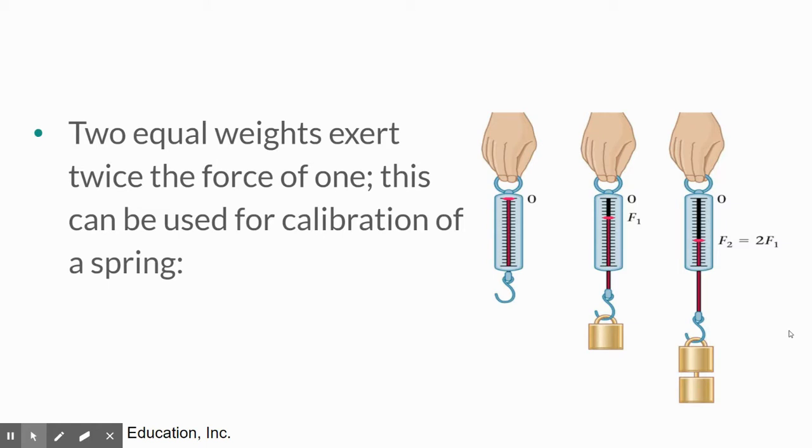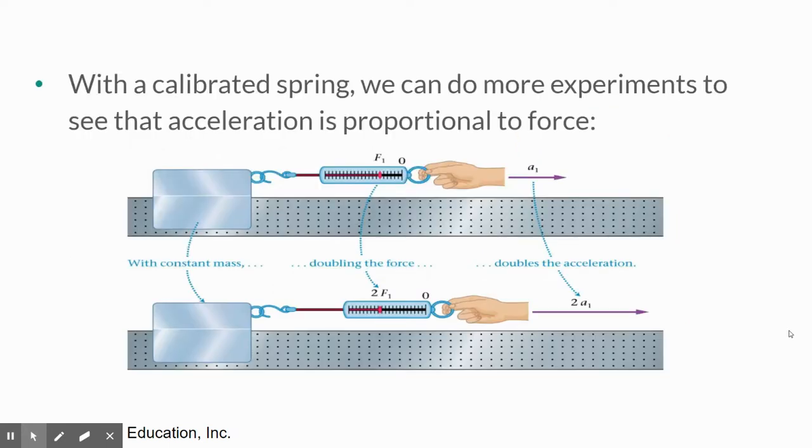If we have two equal weights, they are going to exert double the force of one weight. And we can actually use this to calibrate a spring. And I wish we could do this in a lab. Maybe we'll get the opportunity to when we are supposed to go back in October. So with that calibrated spring, we can actually do more experiments to discover that acceleration and force are proportional. And you likely already know this. If we have a constant mass and we double the force, we are going to double that acceleration.